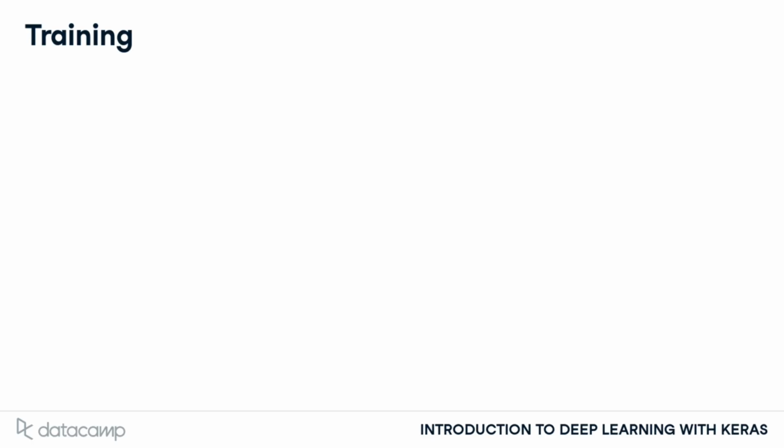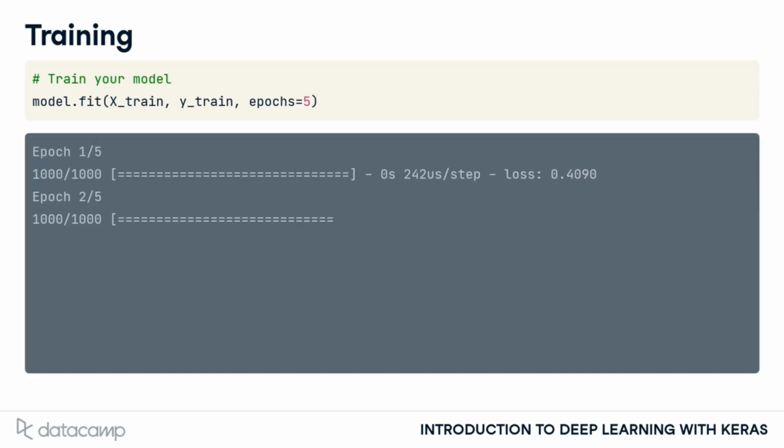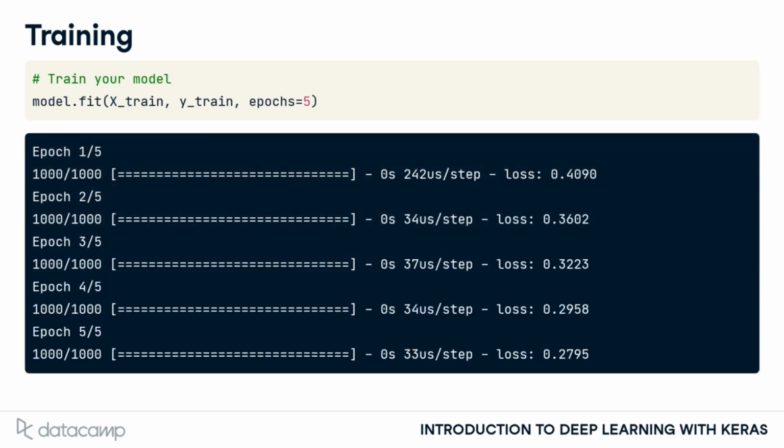Creating a model is useless if we don't train it. We train our model by calling the fit method and passing the features in xtrain, the labels in ytrain, and the number of epochs to train for. During an epoch, our entire training data passes through the network and the respective weight updates take place using backpropagation. As our model is being trained, we will get some output showing its progress. We can see the model is improving since the mean square error loss is decreasing at each epoch.